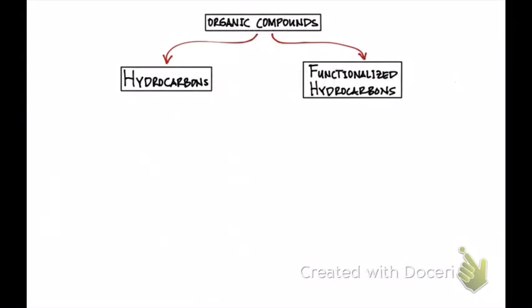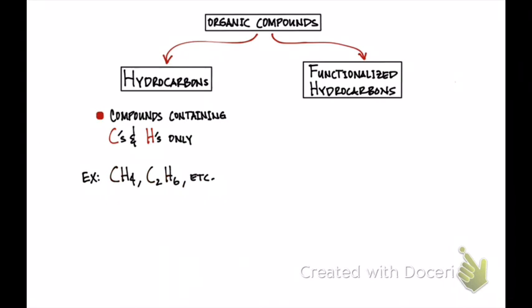Organic compounds can be classified as either a hydrocarbon or a functionalized hydrocarbon. By definition, a hydrocarbon is an organic compound containing only carbons and hydrogens. And here are some examples. We have CH4, which is methane. You have ethane, propane, butane, pentane, and so on and so forth. All of these compounds, as you can see based on their chemical formulas, only contain carbons and hydrogens.